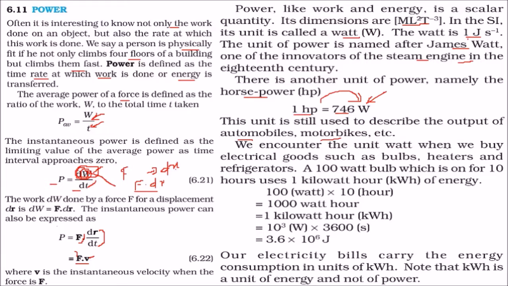We encounter this unit watt when we are buying electrical goods like bulbs, heaters and refrigerators. A 100 watt bulb which is on for, say, 10 hours uses how much? 1 kilowatt hour of energy. So 100 watt, time is 10 hour, so this gives you 1000 watt hour. Take it as 1 kilo, so it will be 1 kilowatt hour. Take this 10 to the power 3 watt, convert this hour into second, so this is 3600 second. So now this watt second becomes joule. So 3.6 into 10 to the power 6 joule. You will often see that electric bills carry the energy consumption unit in kilowatt hour. Please understand that kilowatt hour is a unit of energy, not of power.